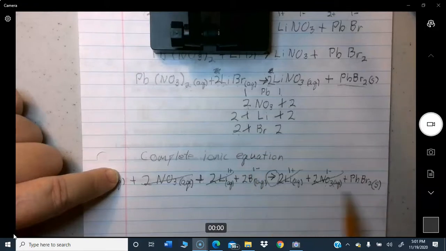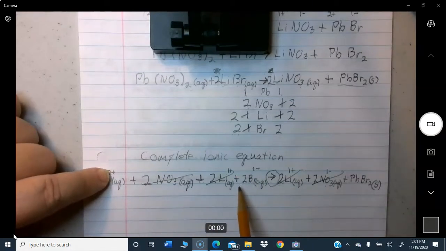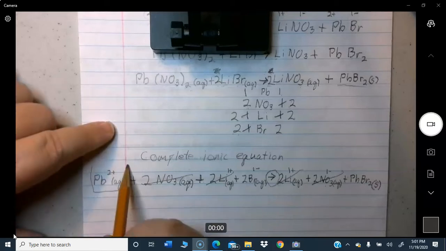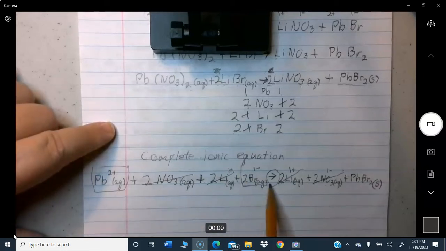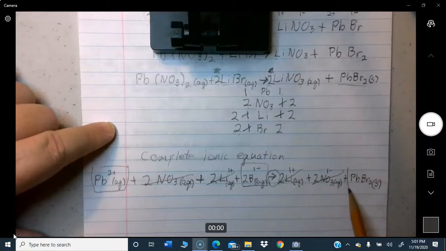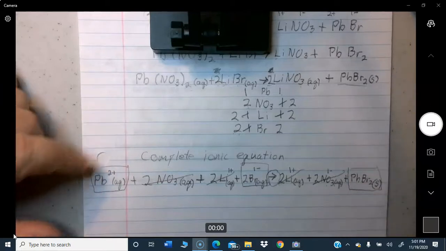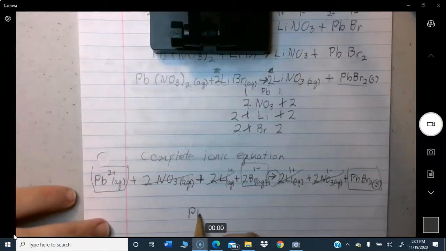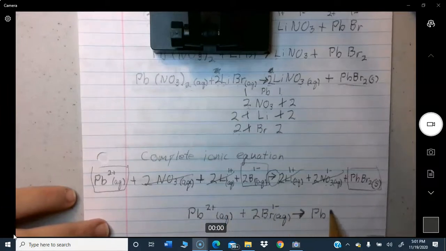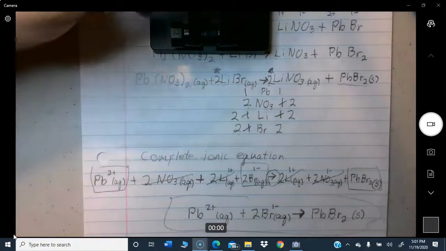And 2Br appears here. It doesn't appear anywhere over here. And PbBr2 solid appears here. It doesn't appear anywhere over here. So these are the Pb, the bromine, and the compound that they formed right there. So you come down here. Okay, and there's the net ionic equation. That's your final answer.